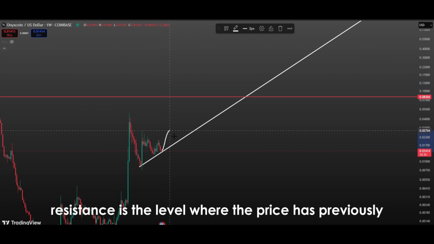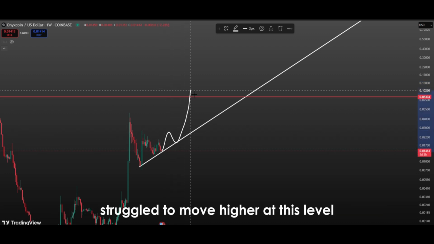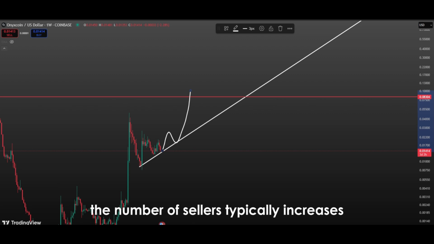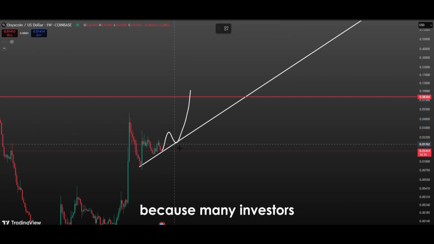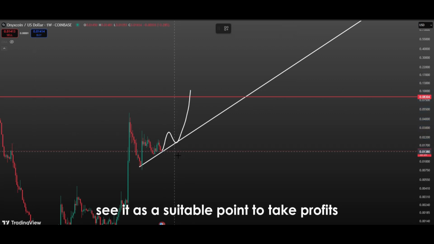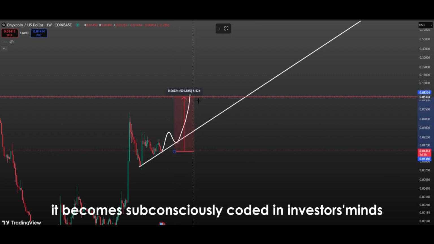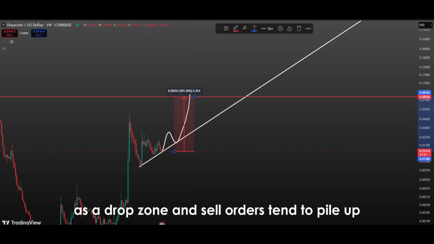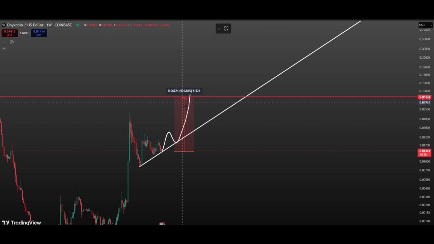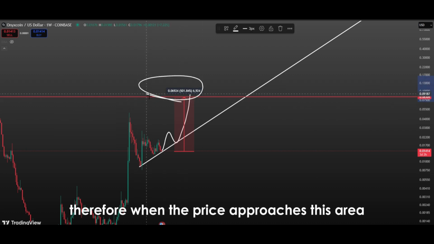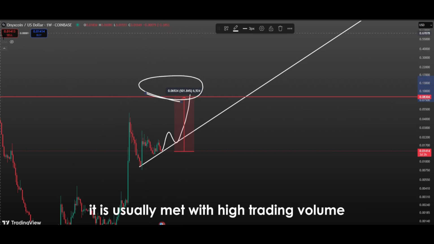Resistance is the level where the price has previously struggled to move higher. At this level, the number of sellers typically increases because many investors see it as a suitable point to take profits. Additionally, if the price has fallen from this level in the past, it becomes subconsciously coded in investors' minds as a drop zone, and sell orders tend to pile up. Therefore, when the price approaches this area, it is usually met with high trading volume.